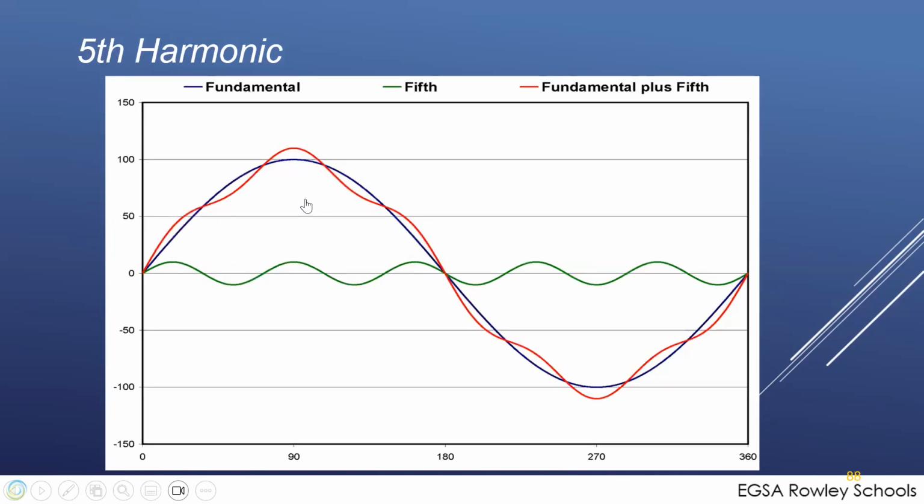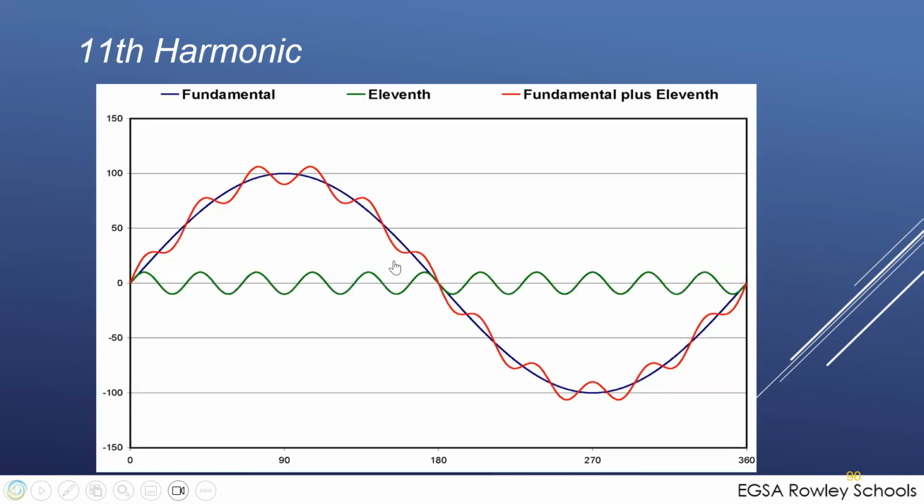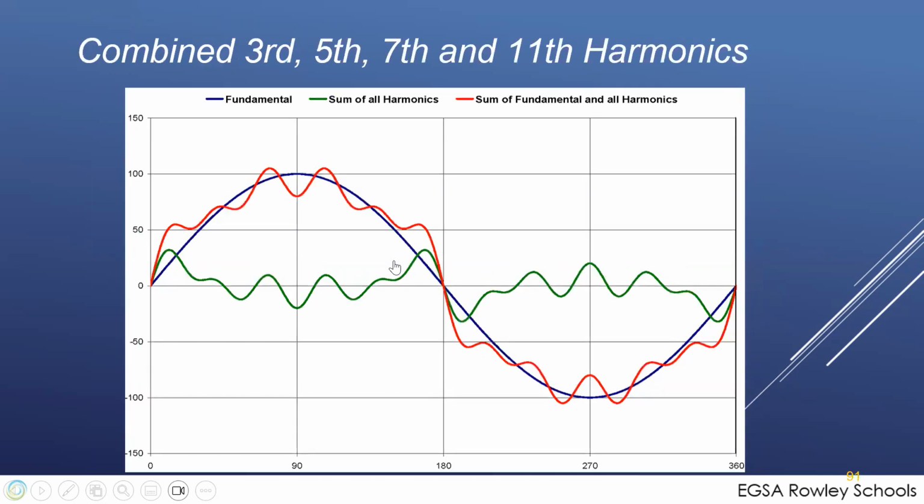When you add the fifth harmonic, again, you're going to see the red. The fundamental is the blue. You won't actually see that anymore. And the green is the fifth harmonic. Then the 11th harmonic, the combined harmonics. Now it doesn't even look like anything, because the sum of the harmonics is this green wave down here. The sum of all the harmonics with the fundamental is the red line up here. So the red line is what you see on your scope. Really hard to read and see.